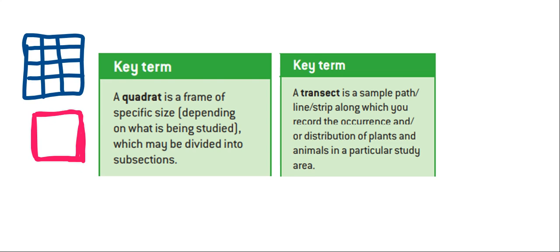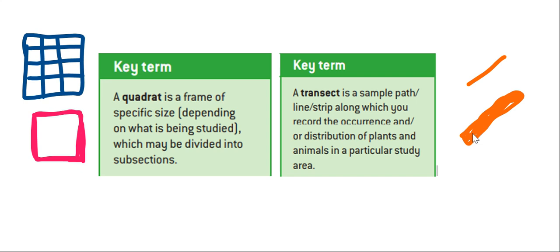Talking about a transect now, for a transect, instead of a frame, it's a path. So for example, there's a place, and you want to do a transect. What you'll do is you can either have a line, or you can have a strip. It can be a thick strip or a thin strip, depending on the purpose. You can have a thick strip like this one, or a thin strip like the previous one.